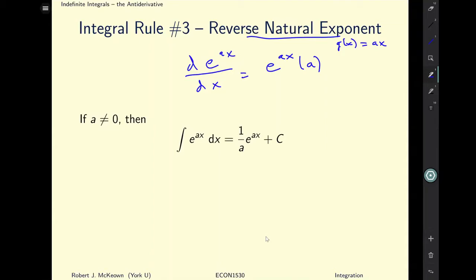What about if we want to go the other way? So we want to go this way. We want to integrate. We want to find the antiderivative. Well, we've got a rule right here. We're going to take this a term, that's a multiplicative constant in the exponent, and we're going to bring it and put it into the denominator.